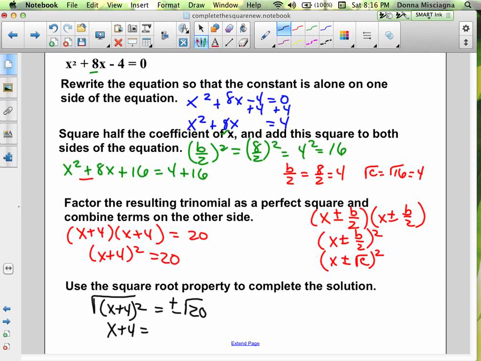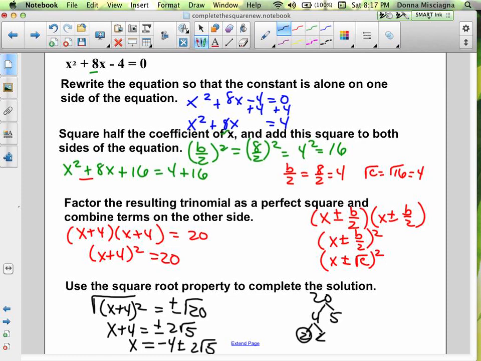The square root of 20 simplifies. Let me put it over here so you can see that. That's 4 times 5. 5 is a prime number, and 4 is 2 times 2. One 2 comes out, one 2 goes away. So we have plus or minus 2 square roots of 5. Now I just have to subtract 4 from both sides. I don't have room to write minus 4, but you can remember minus 4. x equals negative 4 plus or minus 2 square roots of 5.